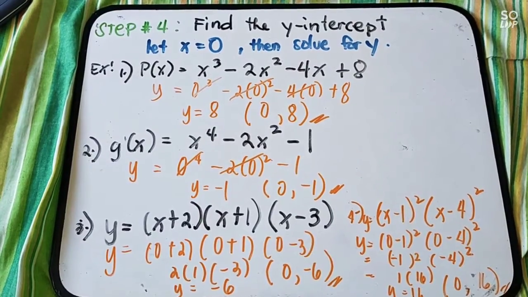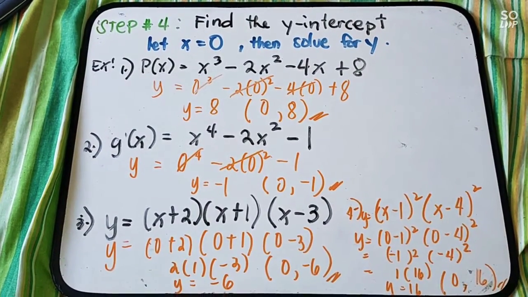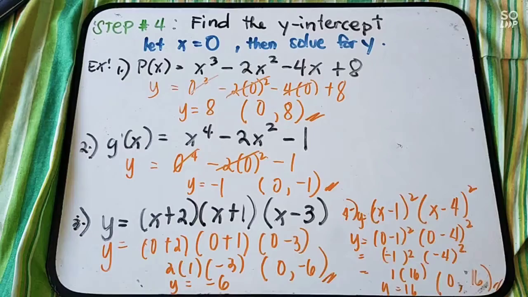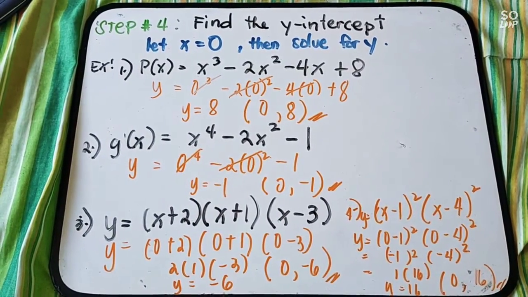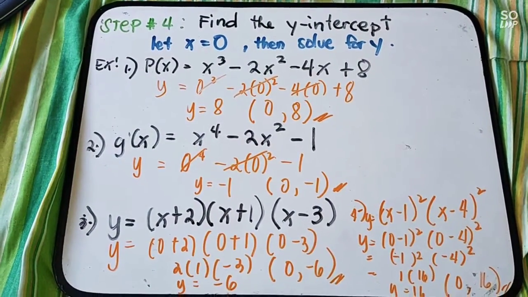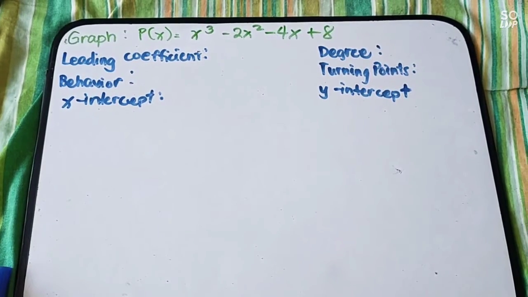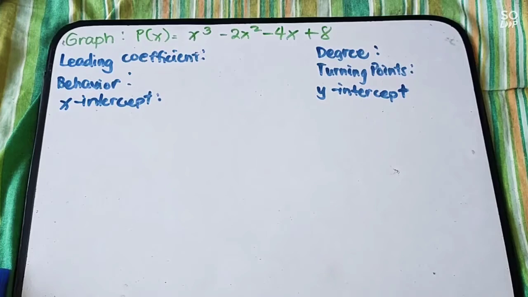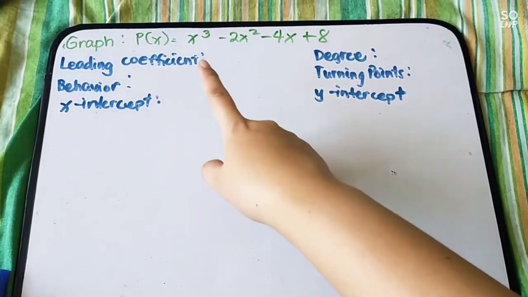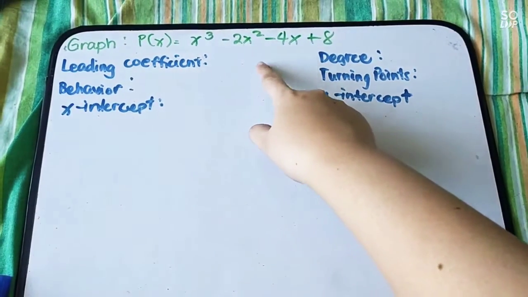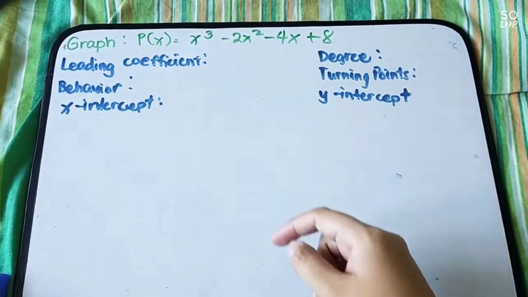Okay? Now, let's move to the graph. Graphing, then we solve everything, step 1 to step 4, then we are going to graph. Now, we are ready to graph a polynomial function. We are given p of x equals x cubed minus 2x squared minus 4x plus 8.